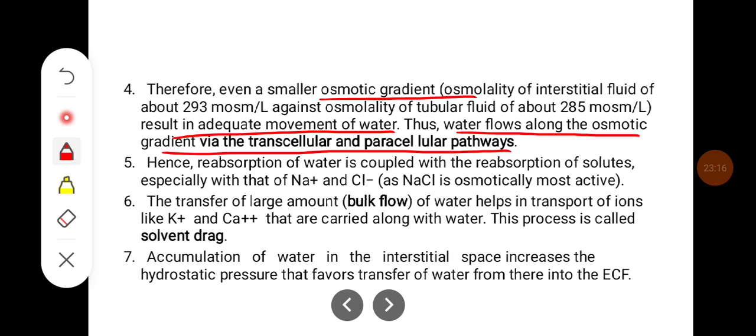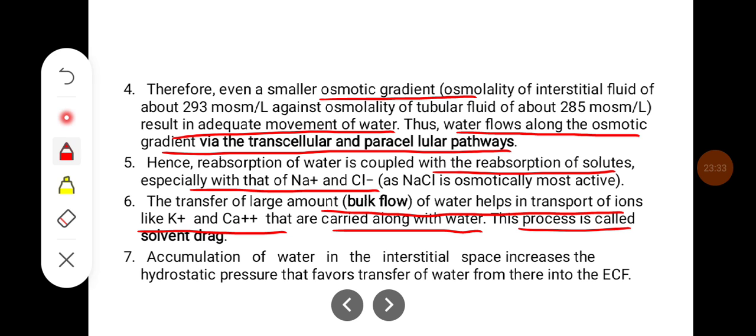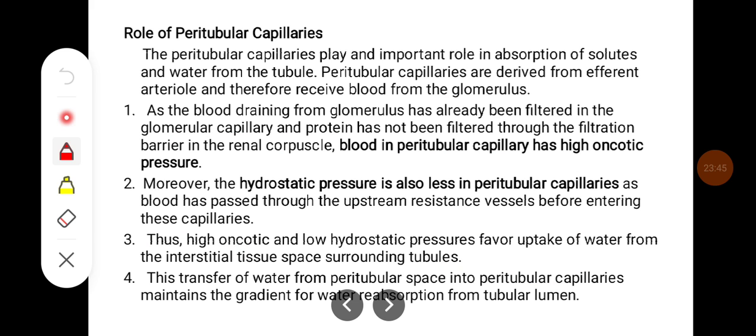Hence, reabsorption of water is coupled with reabsorption of solutes, especially with that of sodium and chloride. The transfer of a large amount of water helps in transport of ions like potassium and calcium that are carried along with water, and this is called solvent drag. Accumulation of water in the interstitial space increases the hydrostatic pressure that favors transfer of water from there into the extracellular fluid.